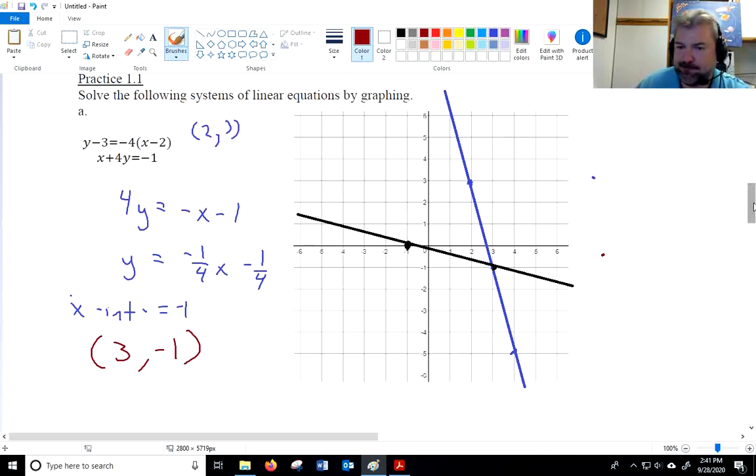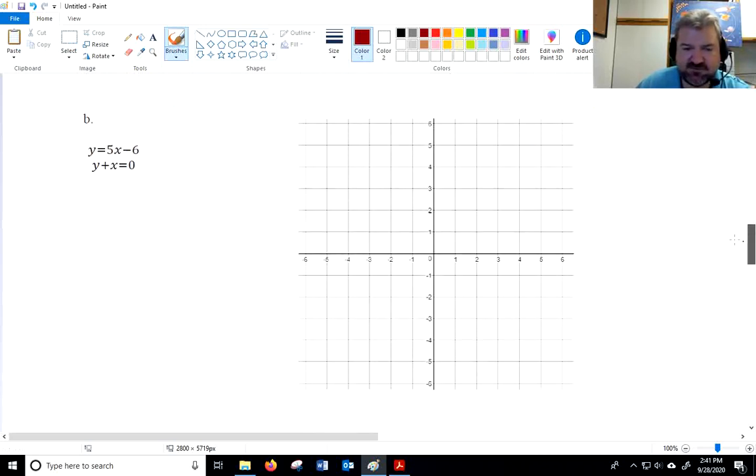All right. Let's see how we did on the next one. y equals 5x minus 6. Okay, this is a little more straightforward. Got -6 for a y-intercept with a slope of 5. So we're going to count up 5 over 1. Maybe do that a couple times. And we'll draw the line through.